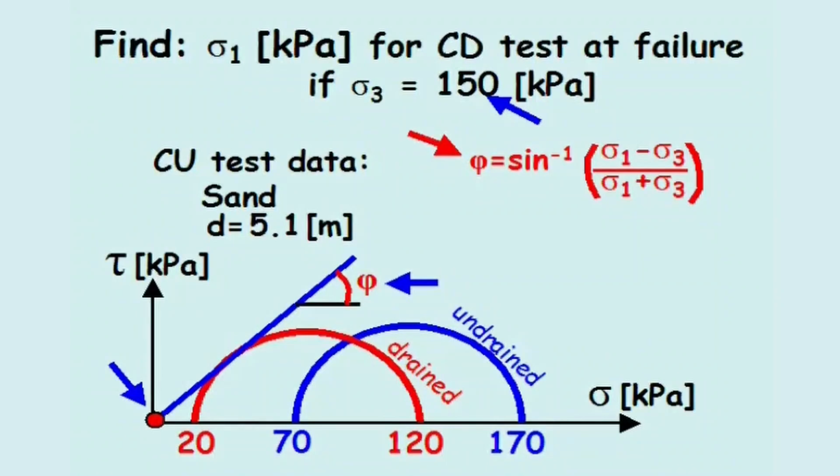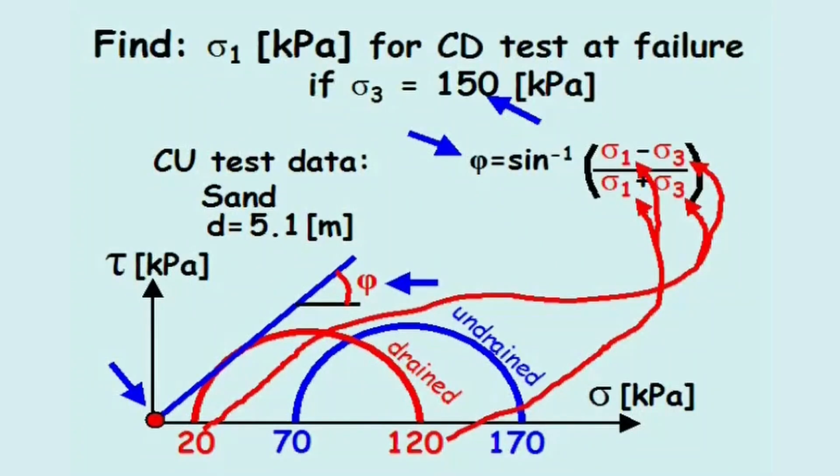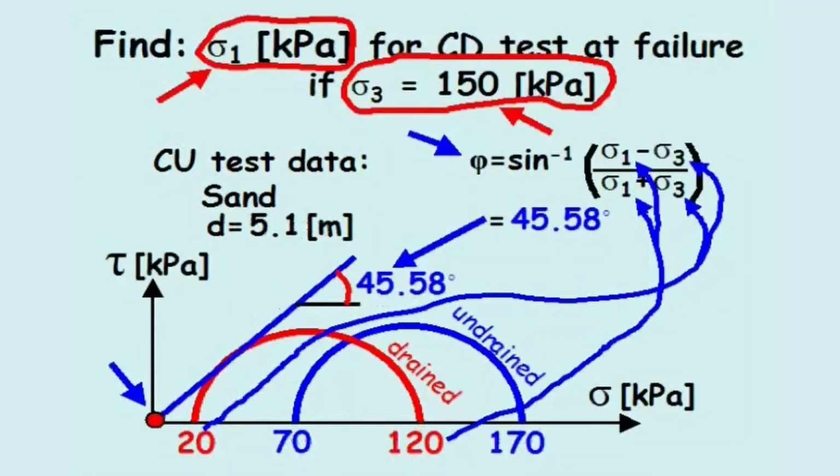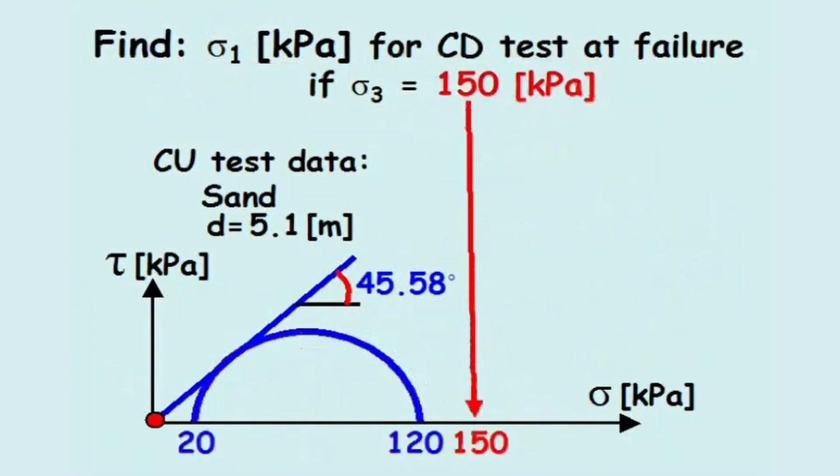Since the cohesion is 0, the angle of internal friction can be computed by plugging in the appropriate stress values. The angle of internal friction is 45.58 degrees. The problem asks for the axial stress when the confining stress is 150 kilopascals. So 150 kilopascals is plotted on the graph, and the rupture line is extended outward.